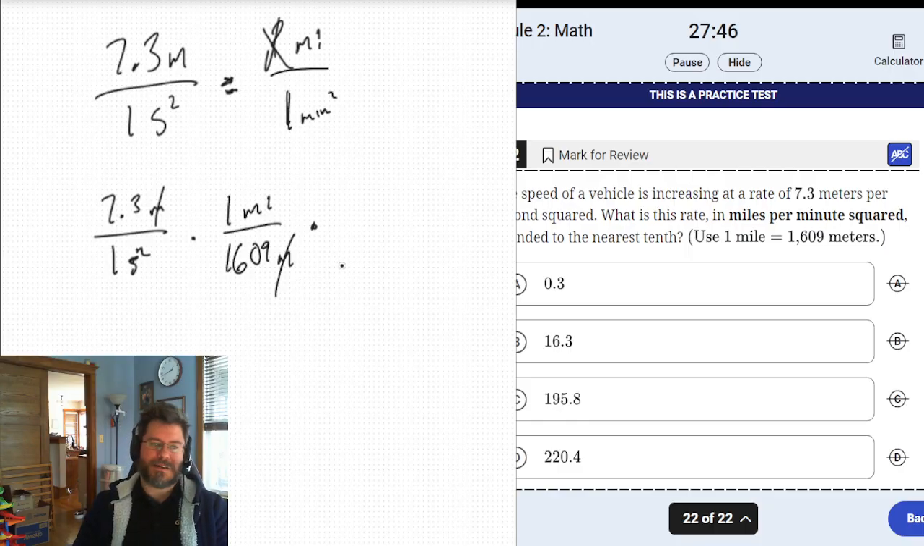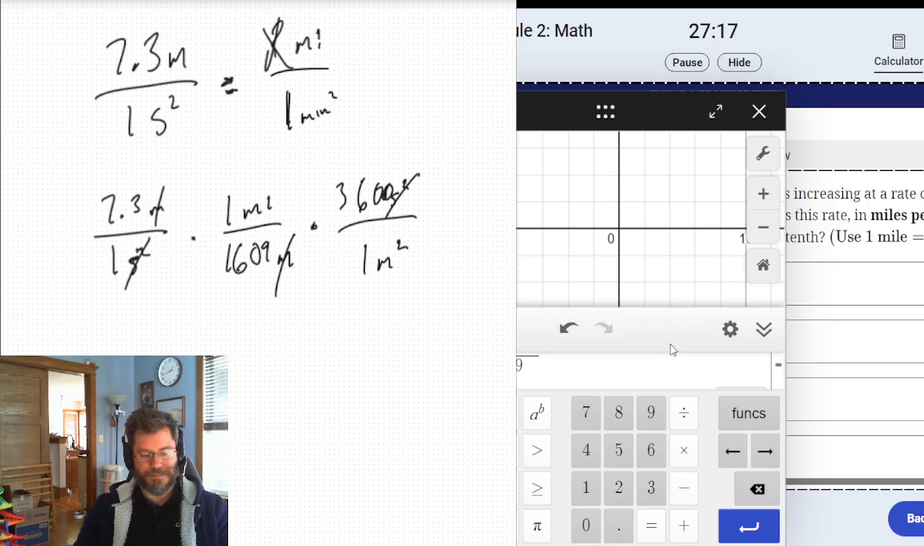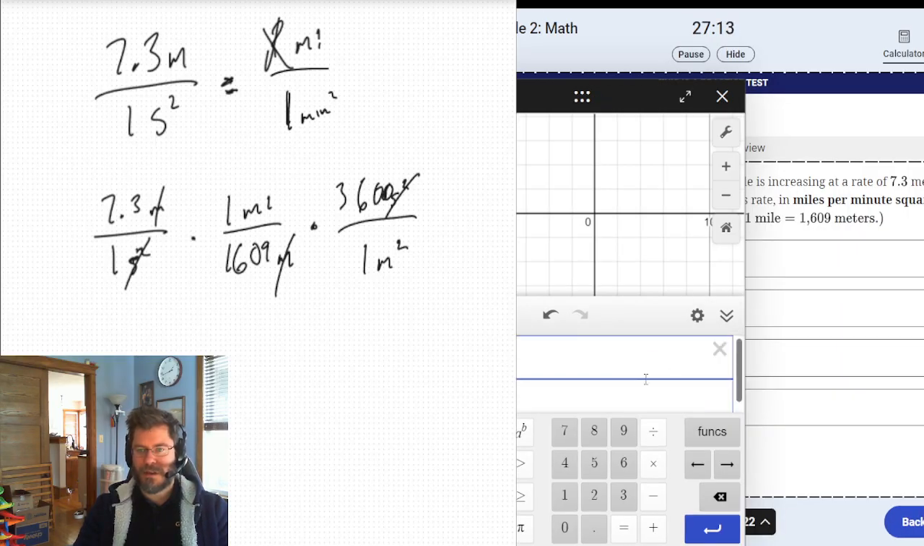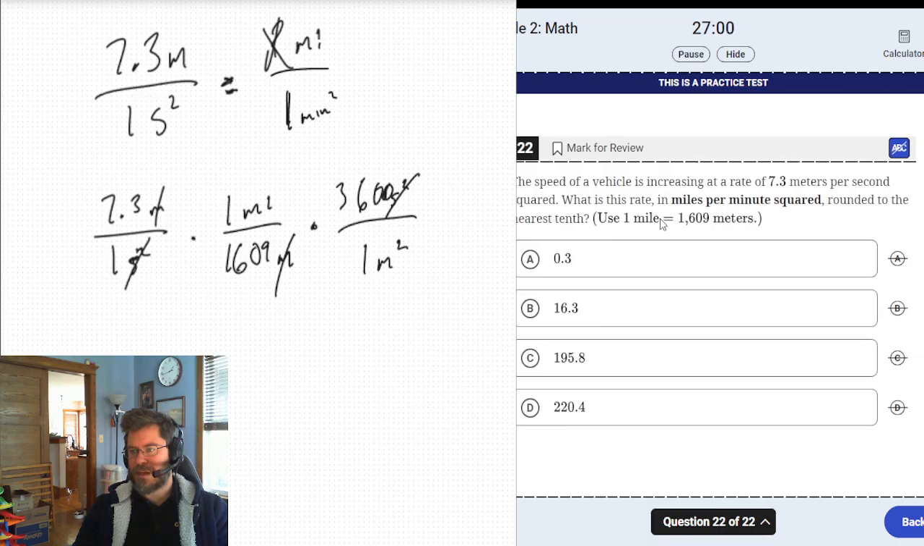So how many seconds are in a minute? Well, 60, of course. 60 seconds squared? Or do I need to do 3,600? What do you think? Is 1 minute squared? Yeah, I'm pretty sure that's the conversion we're going to need because we're using squared time here. So let's go ahead and just jam that through our calculator, and I'll double check my work. Times 3,600 divided by 1609. 16.3, and I think they're going to ask what is rounded to the nearest tenth.